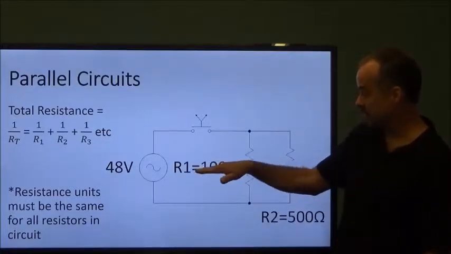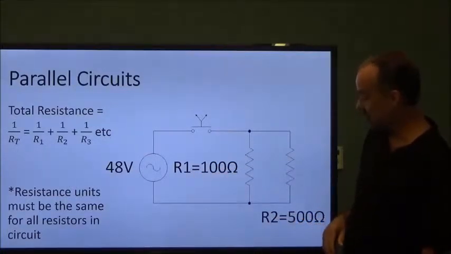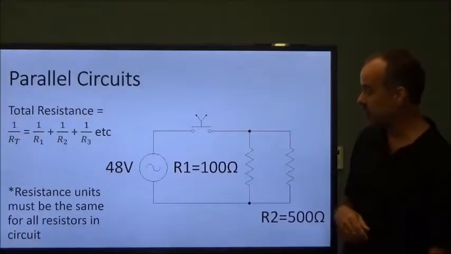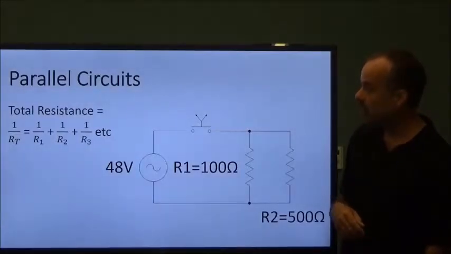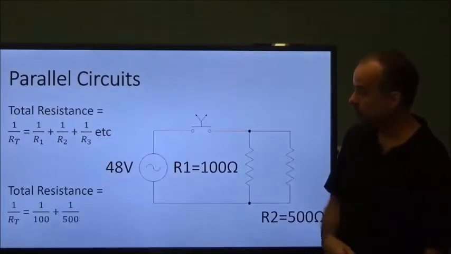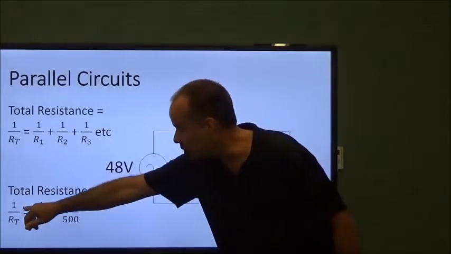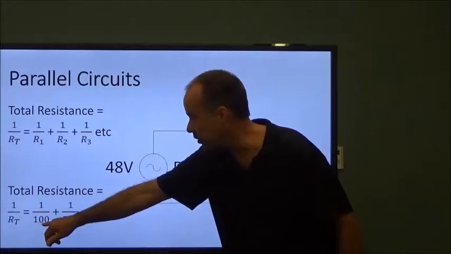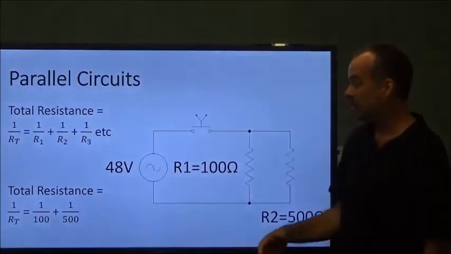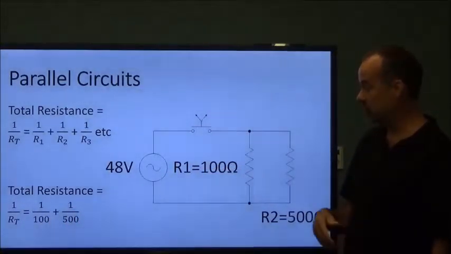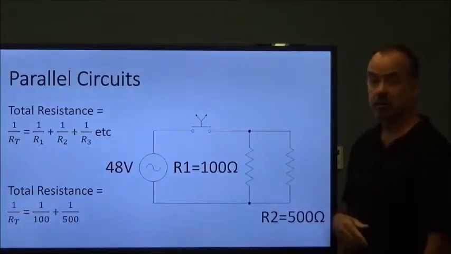So, like I said, in this particular case, my units are the same, so we can proceed with the values that we have. If I plug my values in, 1 over RT equals 1 over 100 plus 1 over 500. That's the formula I'm going to use to find the total resistance of this parallel network.